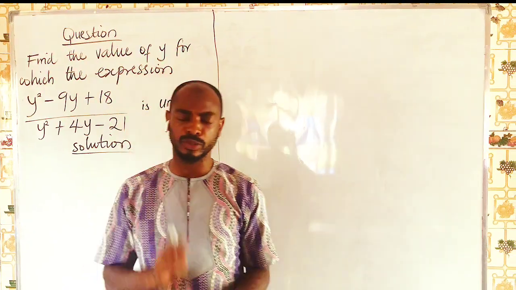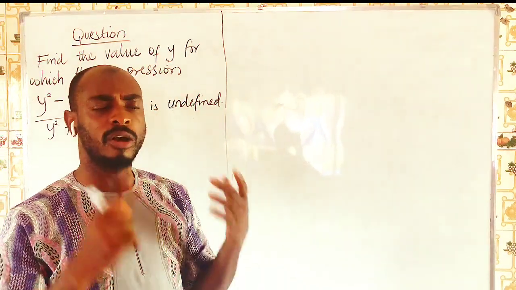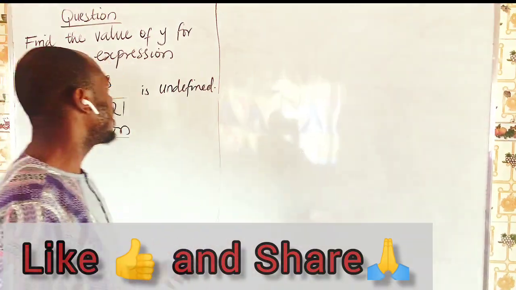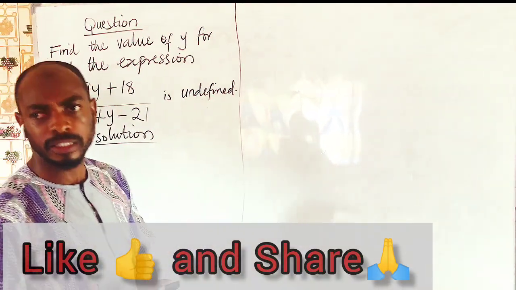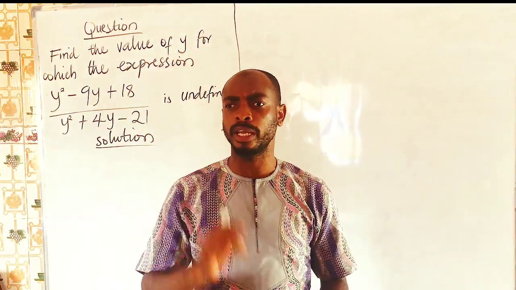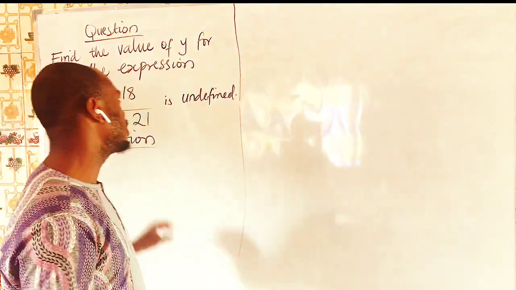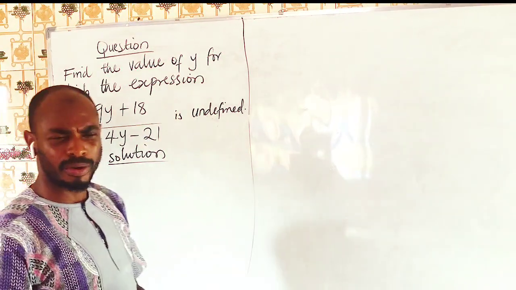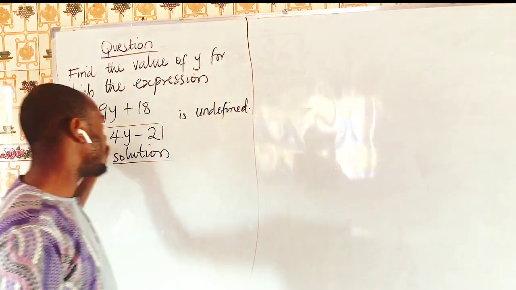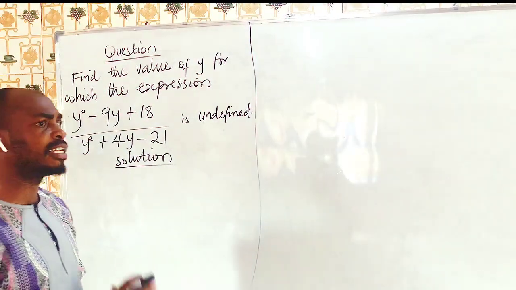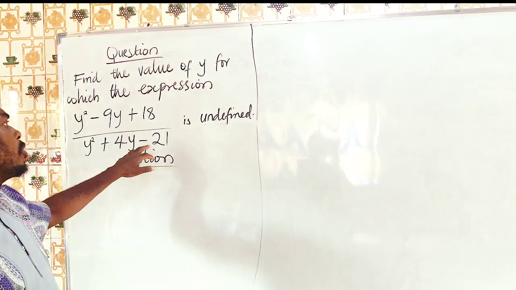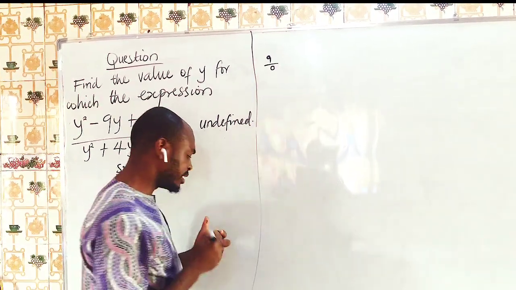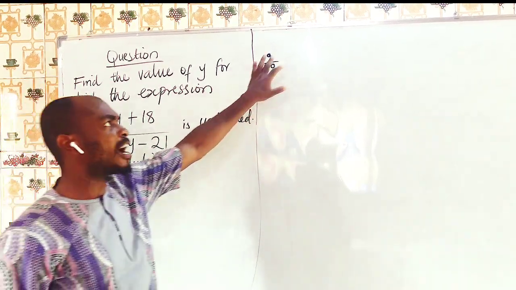Now the first thing we need to understand is what an undefined fraction is. A fraction is said to be undefined if the denominator equals 0. That means if you have a fraction, the upper part is the numerator and the down part is the denominator. Whenever the denominator equals 0, for instance 9 over 0, this type of fraction is an undefined fraction.